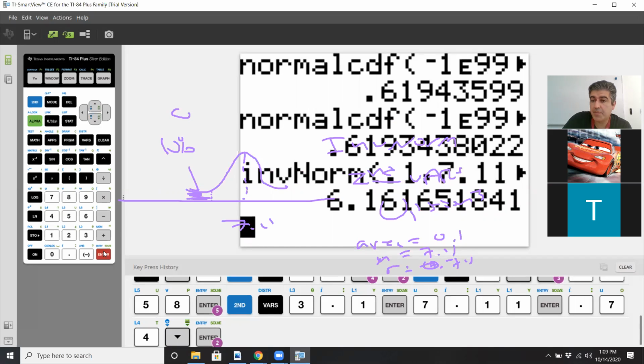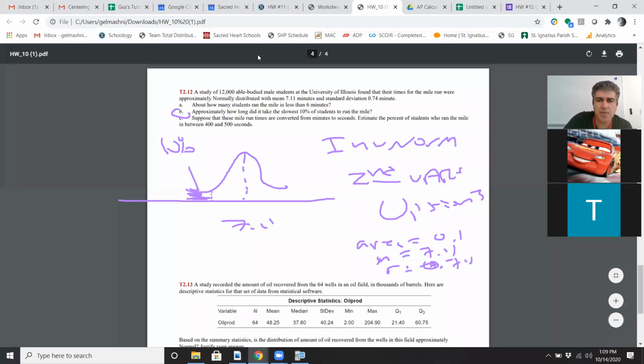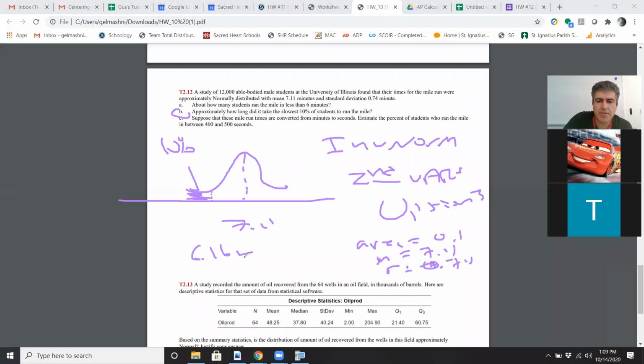so 6.16, which makes sense because running 6 minutes was the bottom 6.68%, so bottom 10% would be a little higher than that. So that makes sense, so about 6.16 minutes. And you can convert that to seconds if you like. Multiply the 0.16 by 60 seconds to figure out how many seconds it takes, but you get the idea.